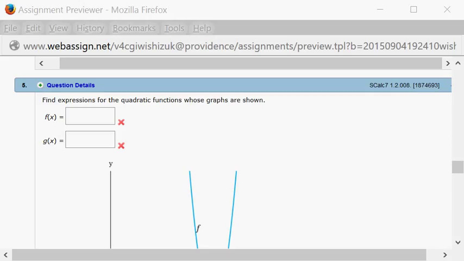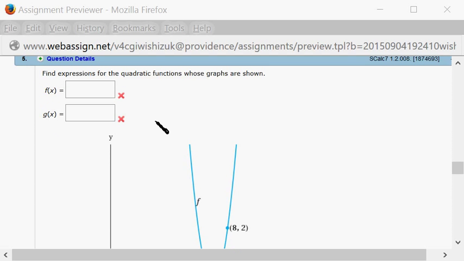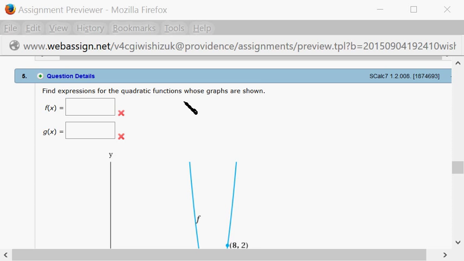Alright, let's look at homework 1.2, problem number 5. We want to find the formula for the following functions. It's a quadratic function. Let's do that.